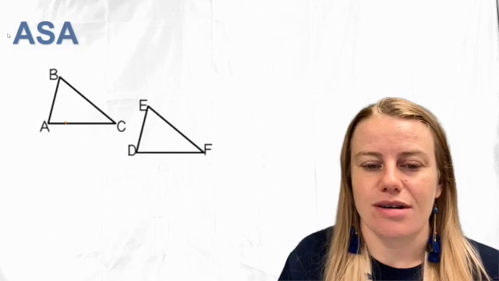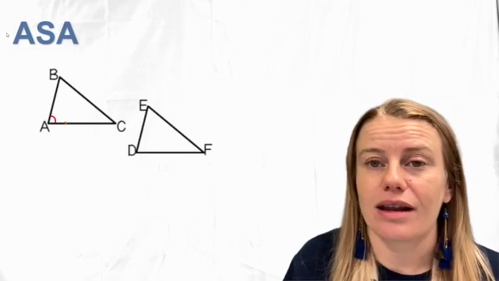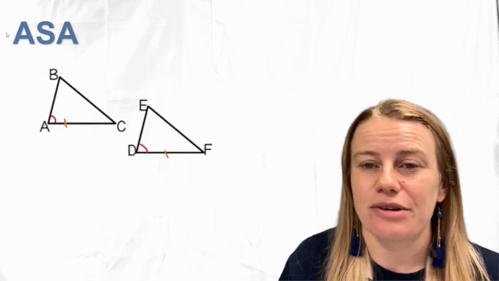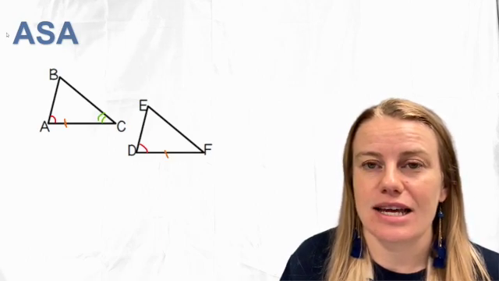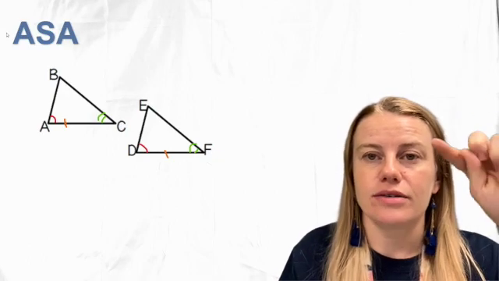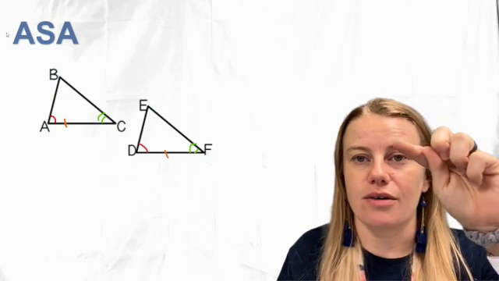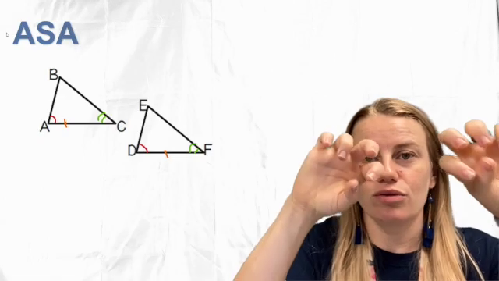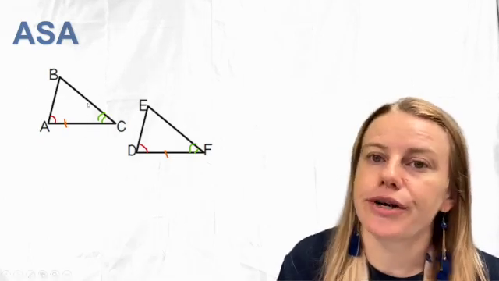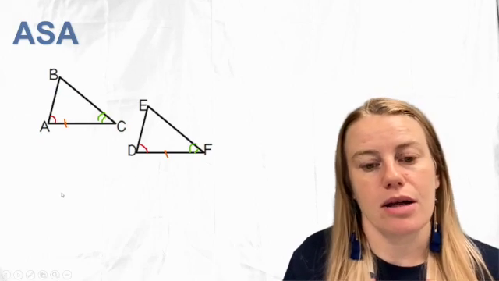So on our triangles, we've got an angle congruent to this angle, this side congruent to this side, and this angle congruent to this angle. So we've got an angle, side, angle. The side is in between those two angles. So if BC was marked over here, that would not be our included side.